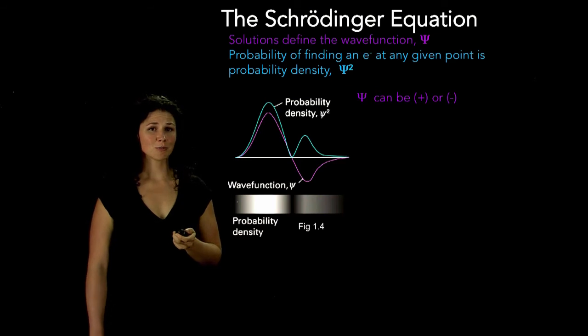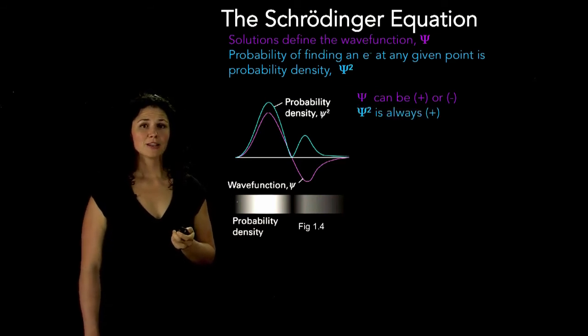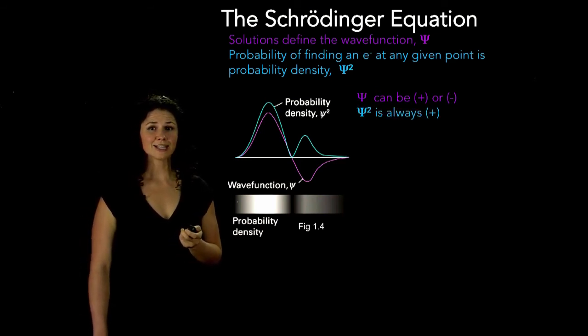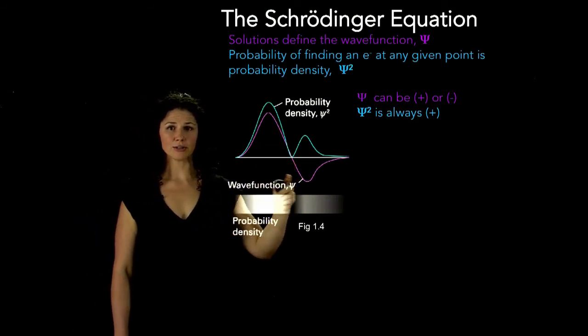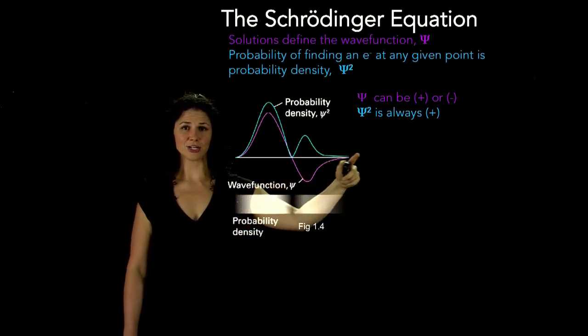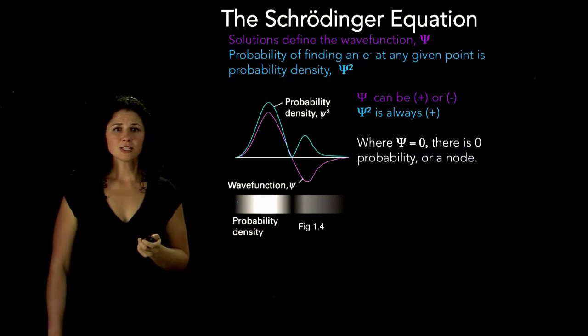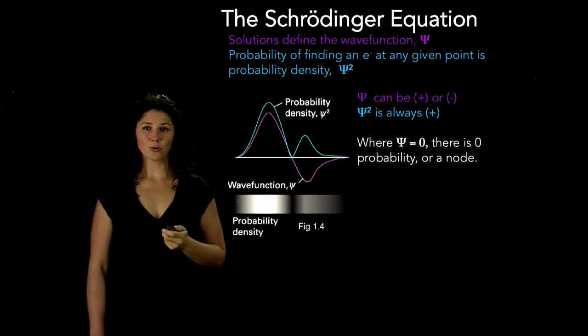The wave function can be positive or negative, but the probability density is always positive. So you can only have probabilities of positive or 0. Now, where the wave function is crossing 0, or wherever it is 0, so here it is 0, here it is 0, and out here it's approaching 0. This is where you can have either a node or a boundary surface.